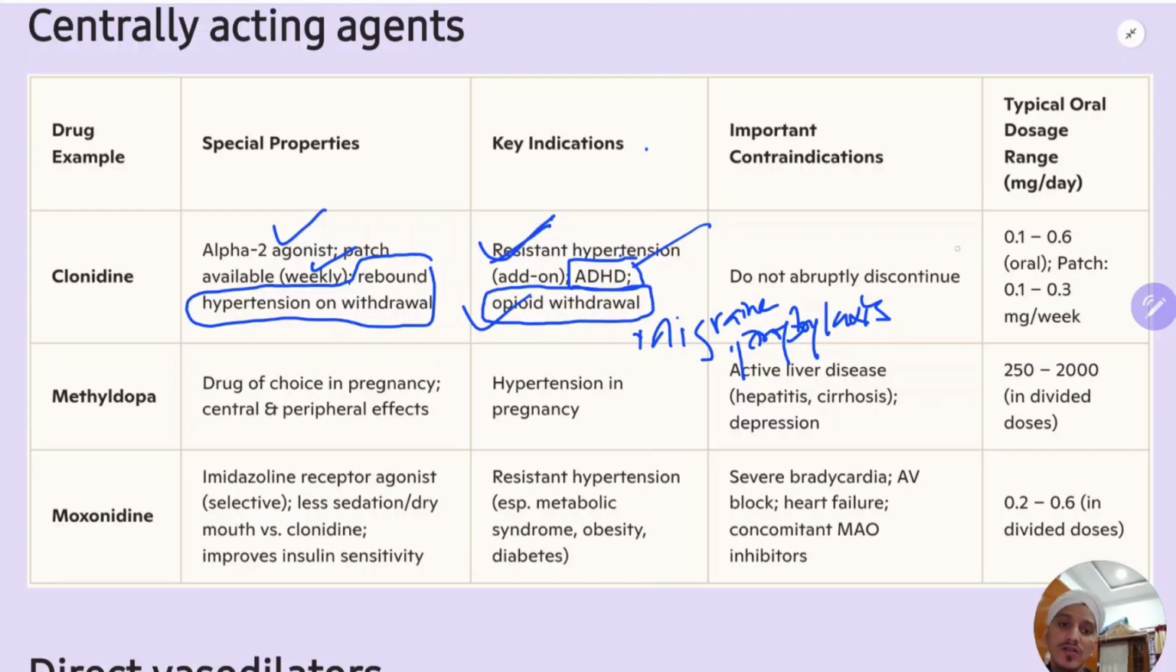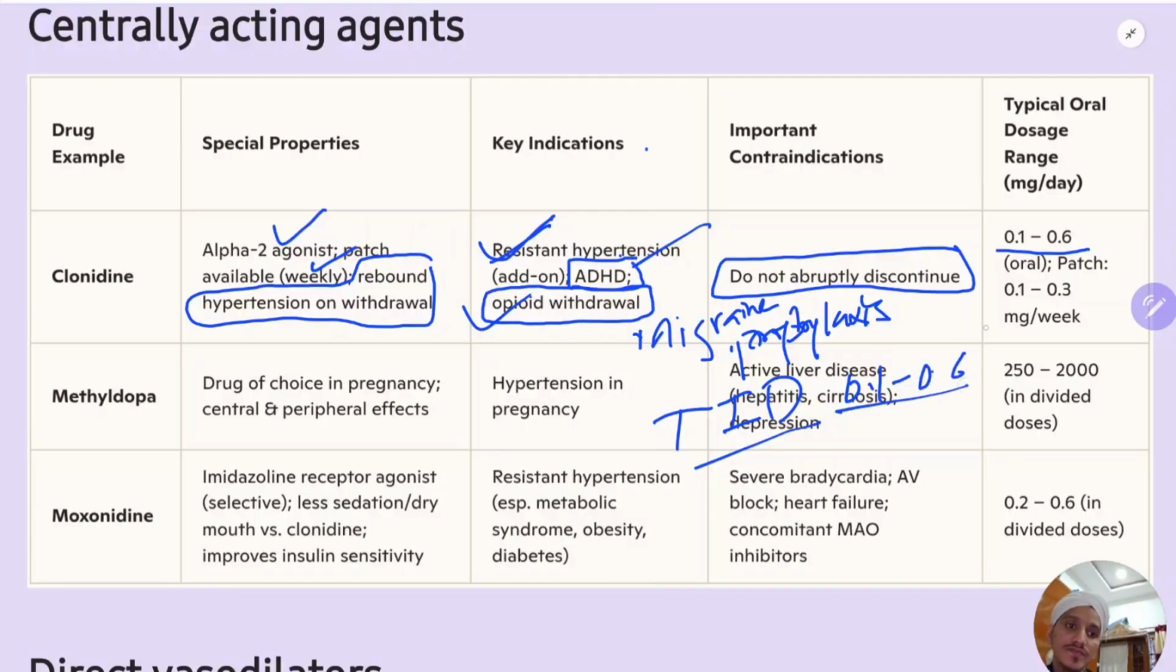Contraindication: do not abruptly discontinue this drug. Orally you can use it at a dose of 0.1 to 0.6 mg. You have to give it in TID dose or BD dose. The patch is 0.1 to 0.3 mg per week. So the clonidine patch is available as 0.1 to 0.3 mg per week.